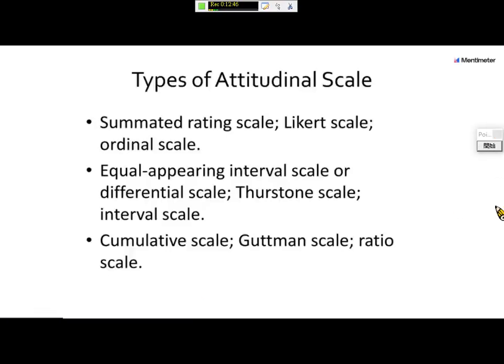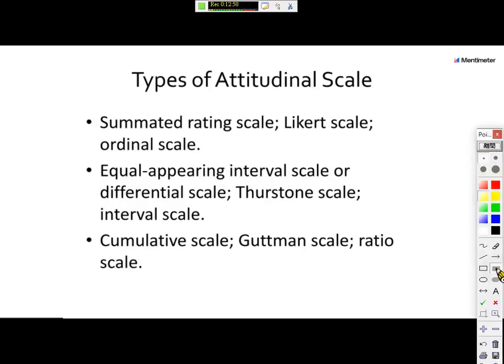Okay, so basically we have 3 different kinds of attitudinal scale. The first one is summative rating scale, like a Likert scale. Have you heard about this very fancy word, right? Everyone knows this Likert scale. It's an ordinal scale. And we have another scale. It's a little bit more advanced, but not necessarily better. Remember, advanced, but not better.